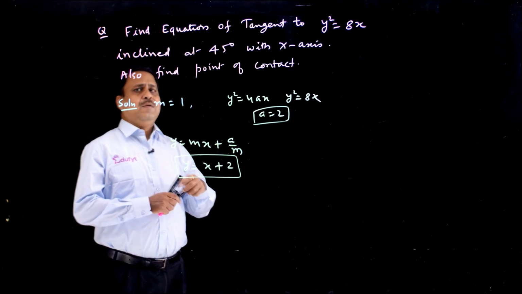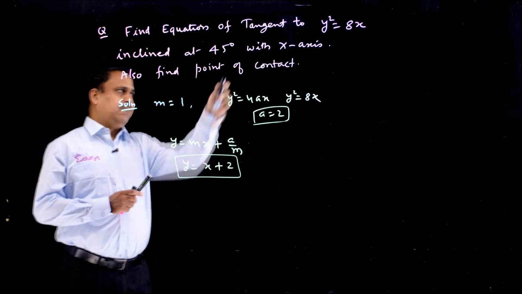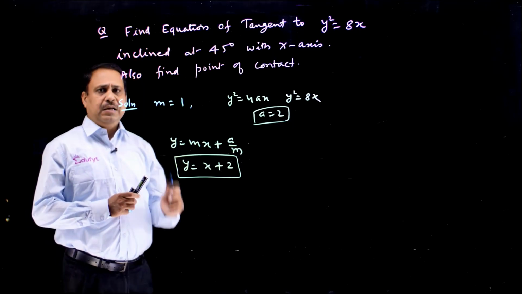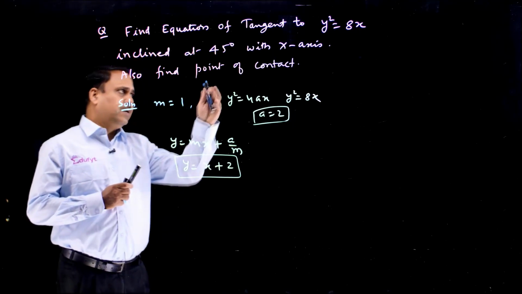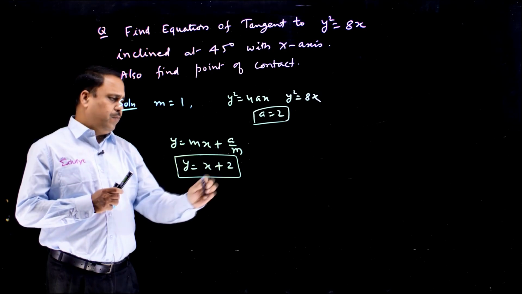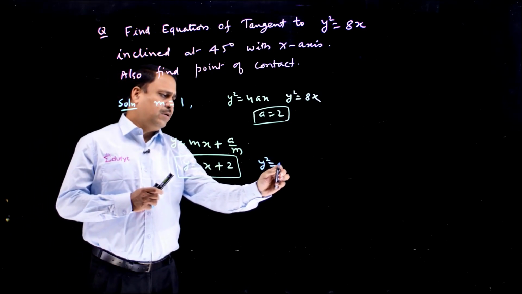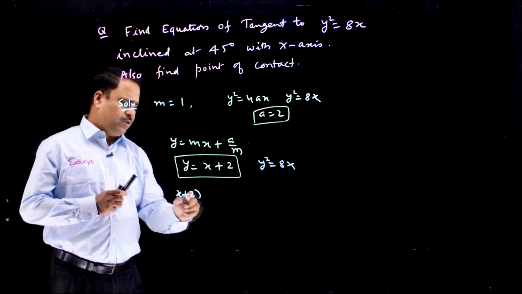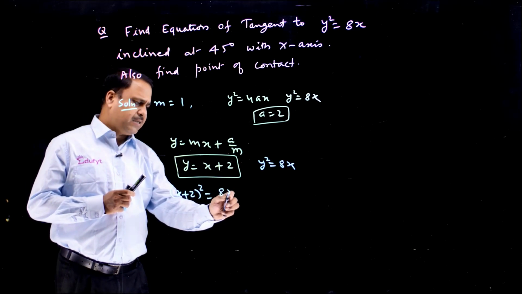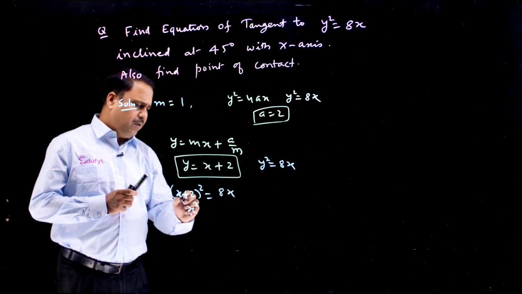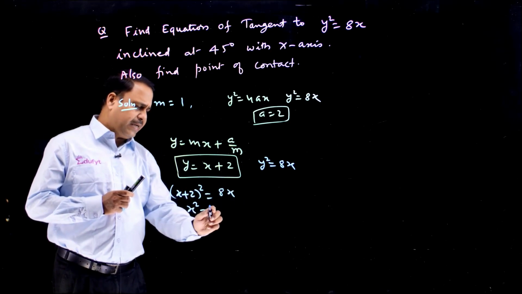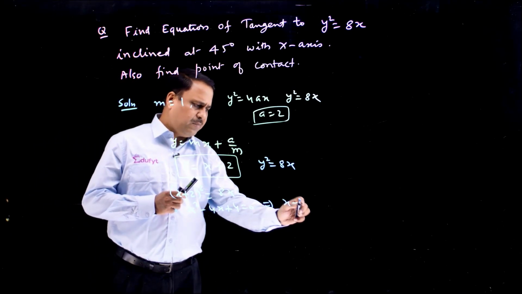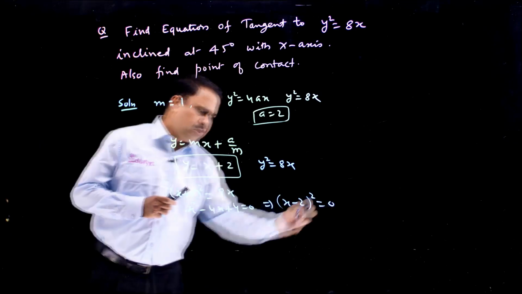Next, we have to find the point of contact. So this y value I will put there. I will find their point of intersection. It must give the coinciding point. That means I solve this with y square is equal to 8x, put y is equal to x plus 2. So (x plus 2) square is equal to 8x. This gives x square plus 4x plus 4 minus 8x, so x square minus 4x plus 4 is equal to 0. So this gives (x minus 2) whole square is equal to 0.